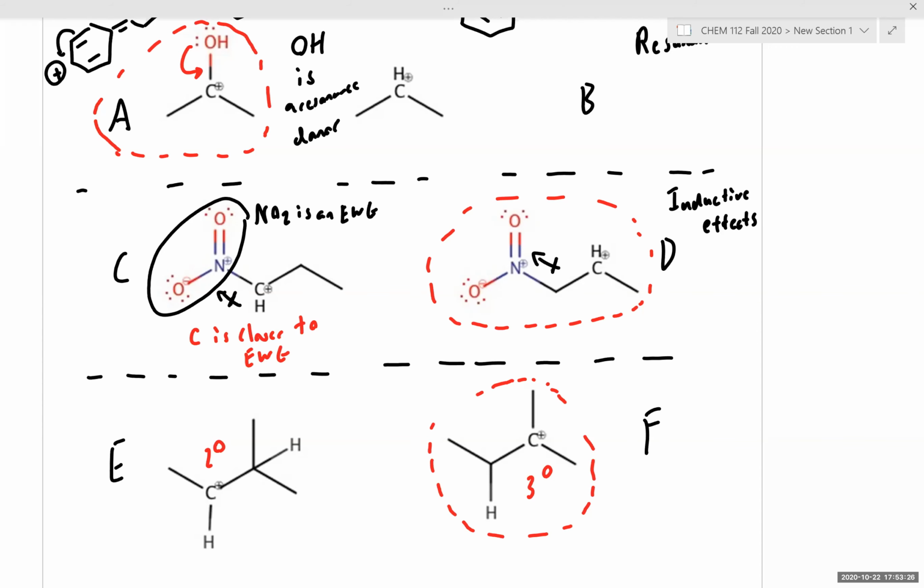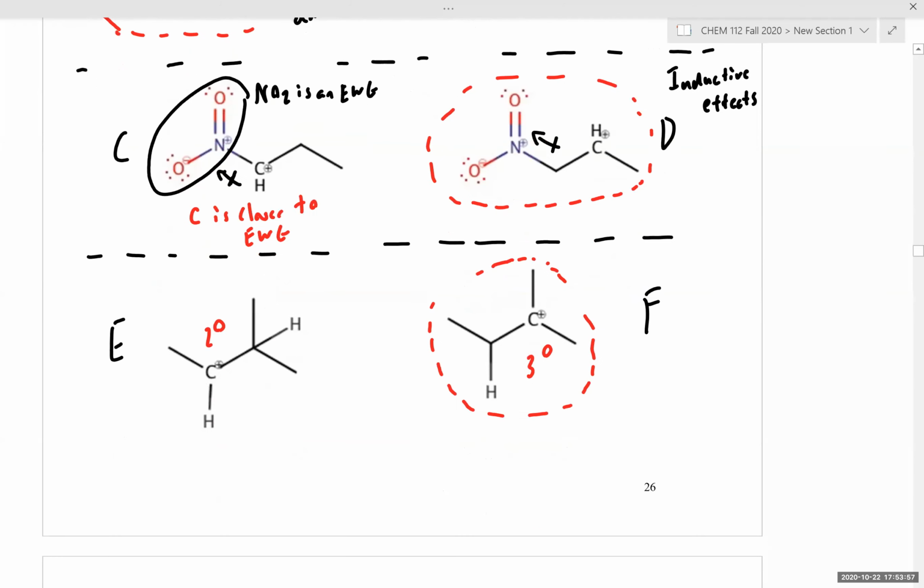When we talked about inductive effects all the way back in the chapter on acids and bases, do inductive effects depend on distance? Yes. So then, as we see, in structure C, our carbon is closer to the electron withdrawing group, and in turn experiences a stronger inductive effect, making cation C less stable.